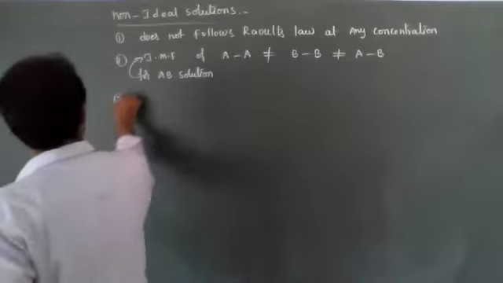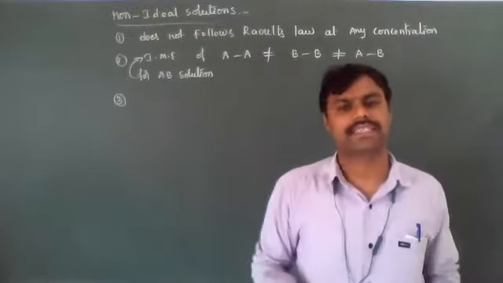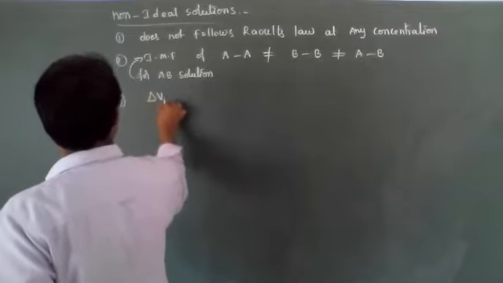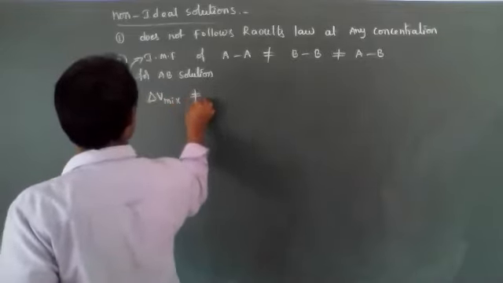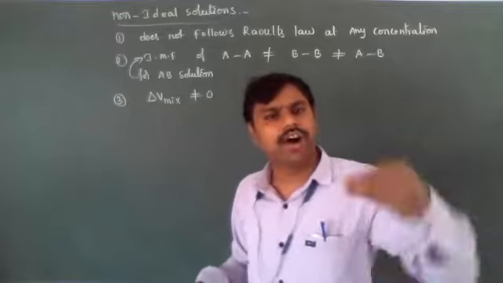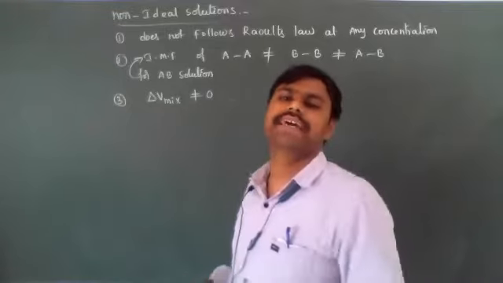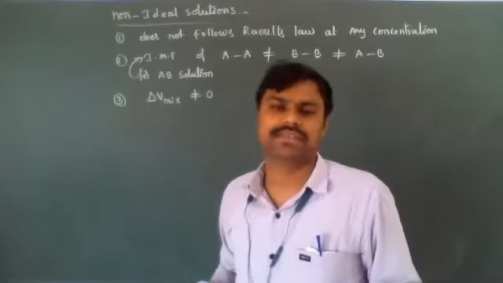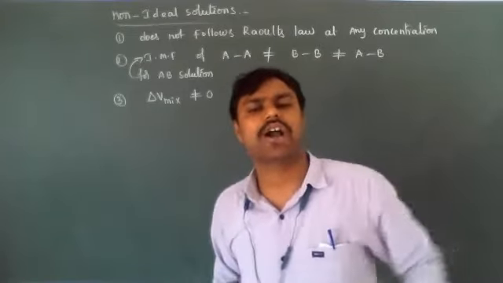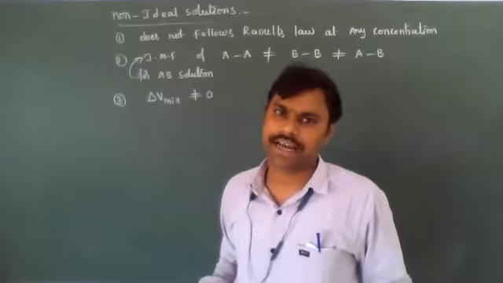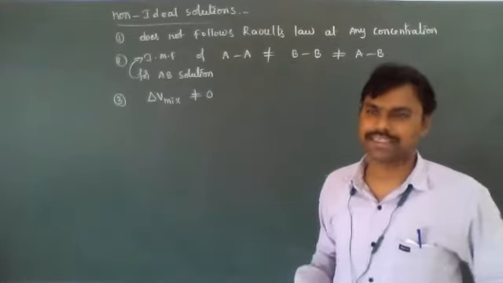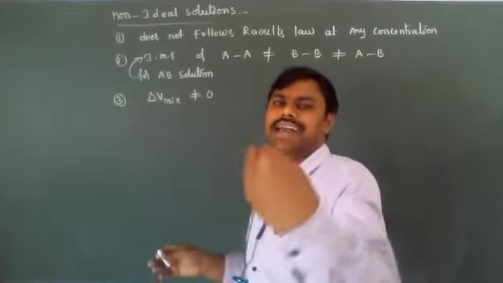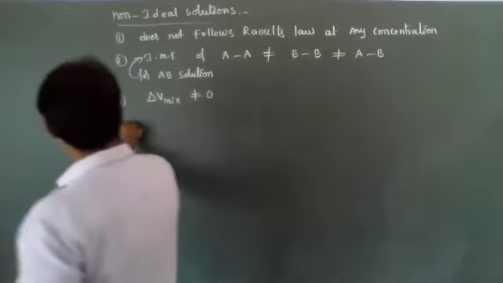So due to the difference in their intermolecular forces, the resultant volume delta V mixture is not equal to 0. Sometimes the resultant volume may decrease, sometimes it will increase. If the resultant volume decreases, it is called negative deviation. If the resultant volume increases, it is called positive deviation. So delta V mixture is not equal to 0 means it may be a positive value or a negative value.